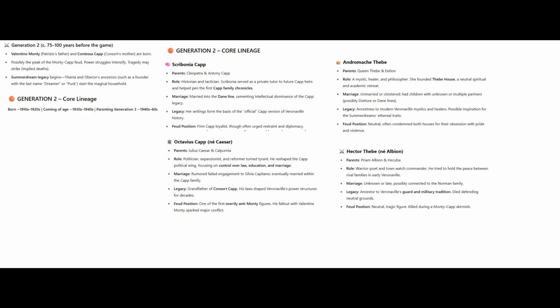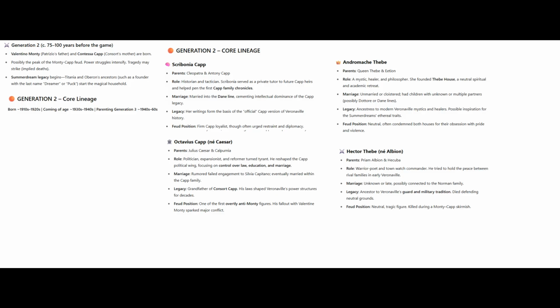Legacy. Ancestress to modern Veronaville mystics and healers. Possible inspiration for the Summer Dream's ethereal traits. I believe Andromache's a popularity sim, so I can see her bonding with the Summer Dreams over that type of stuff.